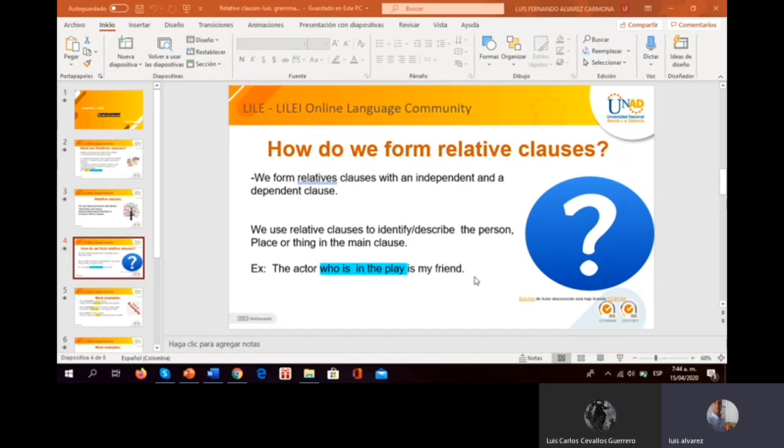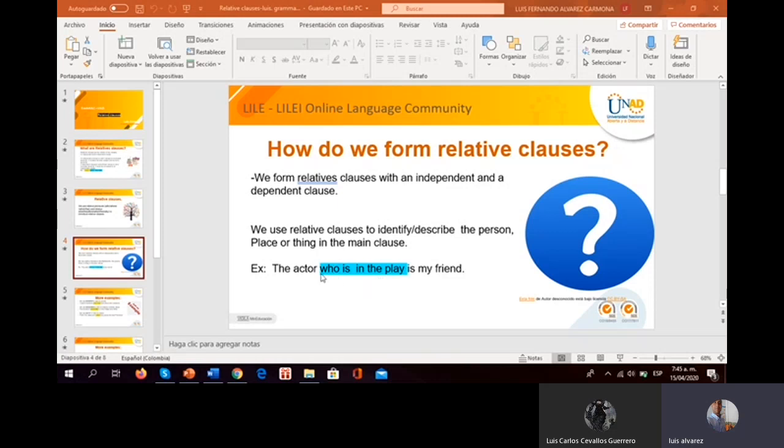Right now we have an example here. The actor is my friend. As you see, this is a complex sentence. The actor is my friend. But this is what we call an independent clause. Why? Because it has the subject, the actor, has the verb is, and a complement, which is my friend.